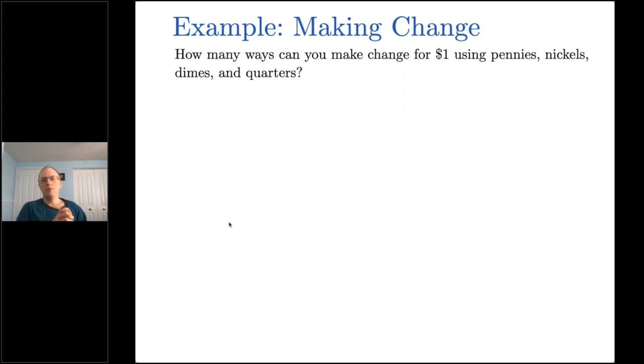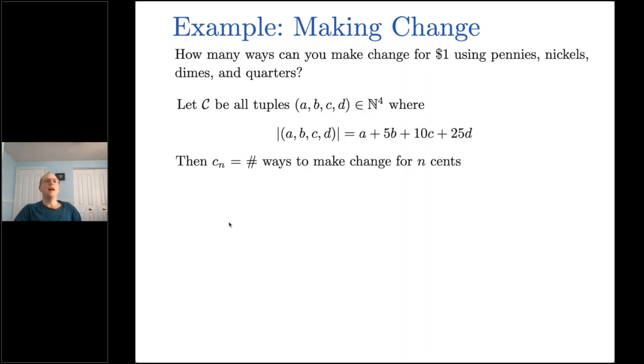Now, in order to solve this problem, we're going to make a combinatorial class that encodes the number of pennies, nickels, dimes, and quarters you could have. So we're going to have a combinatorial class whose objects are tuples of 4 natural numbers, (A, B, C, D). So A will be the number of pennies, B is the number of nickels, C is the number of dimes, and D is the number of quarters. And the size of my tuple will be A + 5B + 10C + 25D, because that means the size of a tuple is how many cents it makes. Right? Then the number of objects in my class of size n is the number of ways that I can make change for n cents.